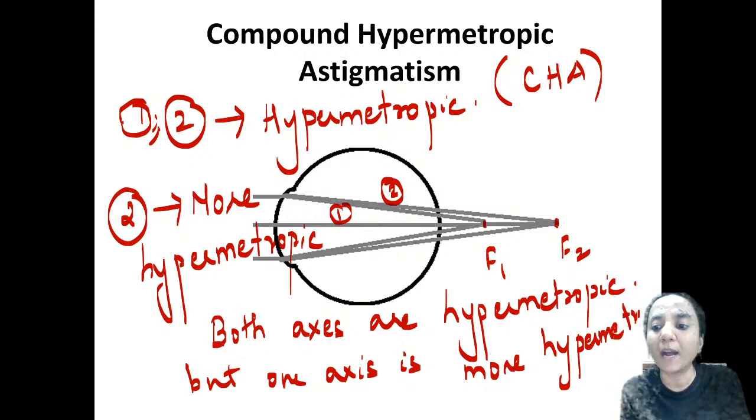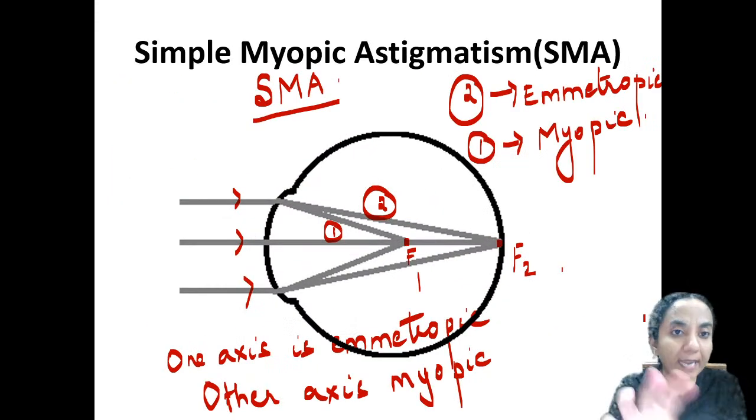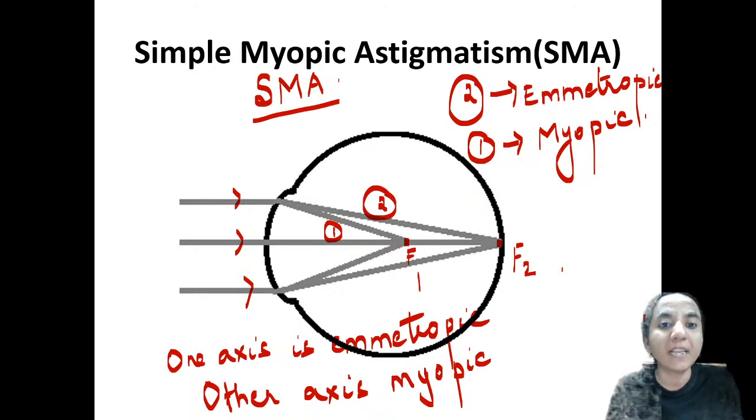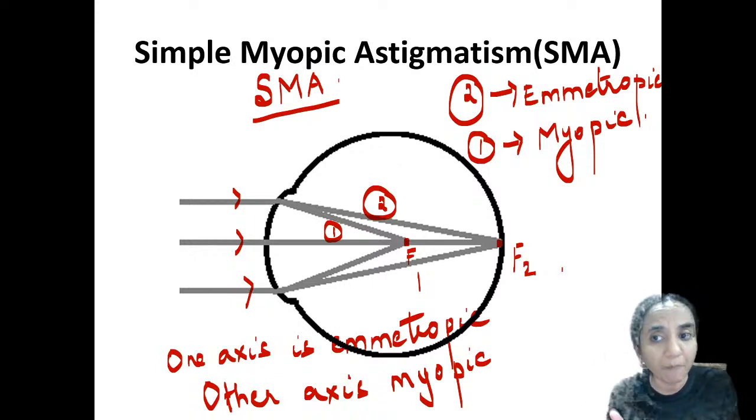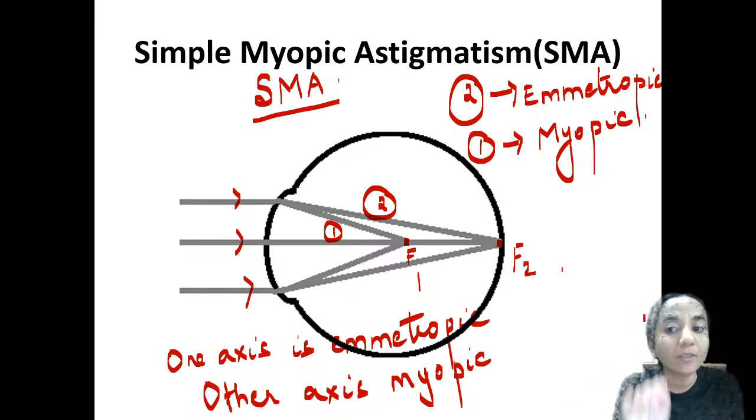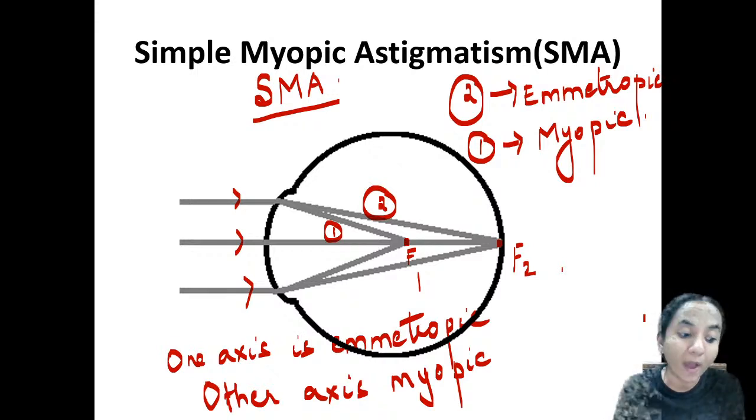I want you to understand the difference between simple and compound astigmatism. Let's go back and look at it again. When you talk about simple astigmatism, say simple myopic or simple hypermetropic, when I say simple, it means that one of the two axes is emmetropic and the rays are meeting on the retina. Look here, axis 2 is emmetropic, axis 1 is myopic. That is why it is simple myopic astigmatism.